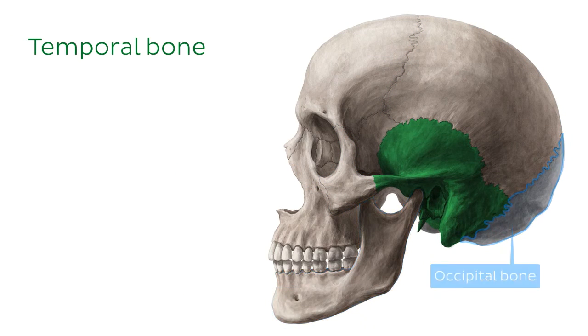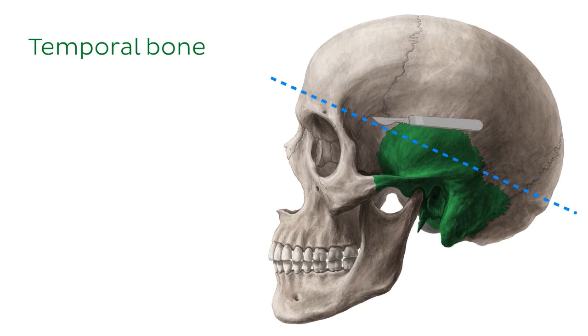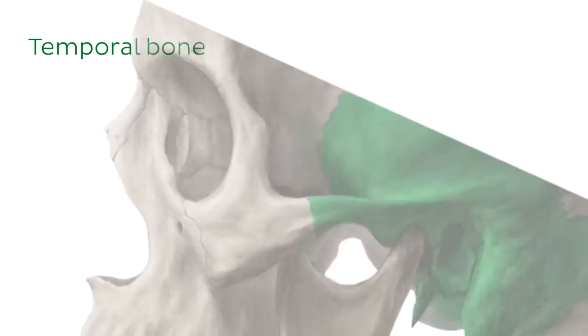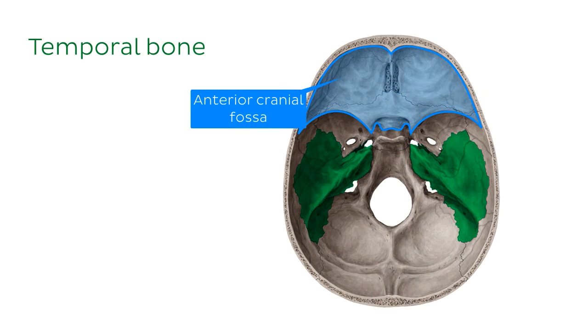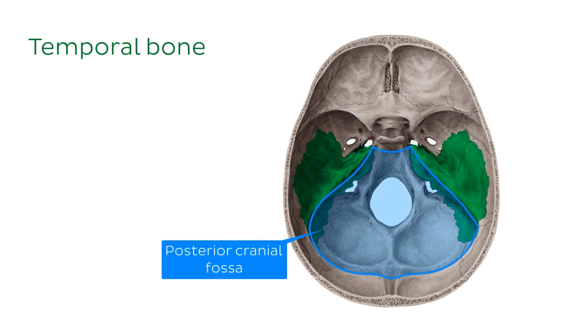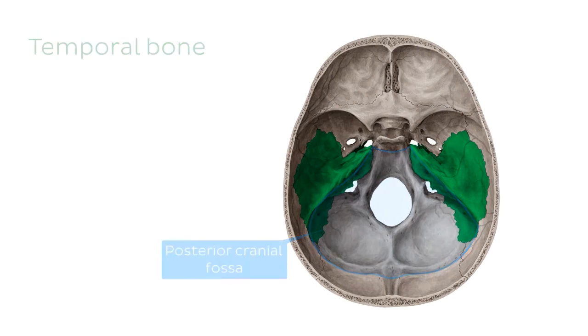bone. If we have a look at an interior view of the skull, like we see here in this image, we can also see that it articulates with the sphenoid bone. The cranium can be divided into an anterior cranial fossa, a middle cranial fossa, and a posterior cranial fossa. As you can see, the temporal bone is part of the middle cranial fossa.